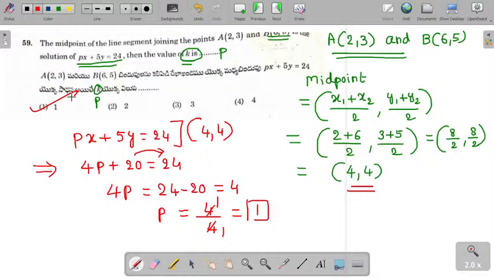My dear students, first of all, let us find the midpoint of the line segment joining (2, 3) and (6, 5), so that we will be getting (4, 4). Now (4, 4) will satisfy the equation px + 5y = 24. In the place of x, substitute 4. In the place of y, 4. So after simplification, you will get 4p = 4. Now by solving, p = 4/4. So 1 is obviously the right answer.